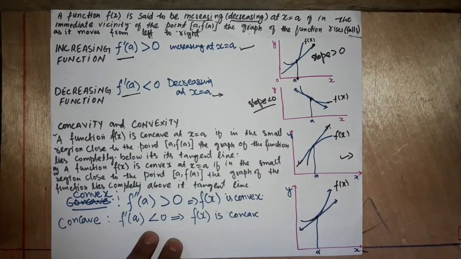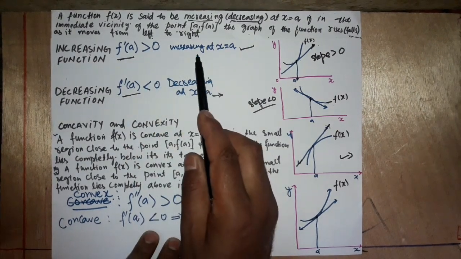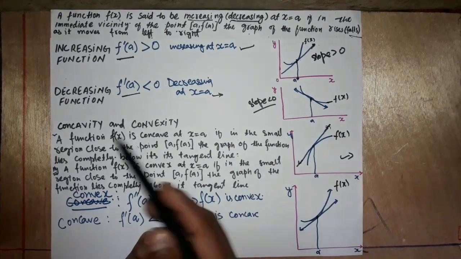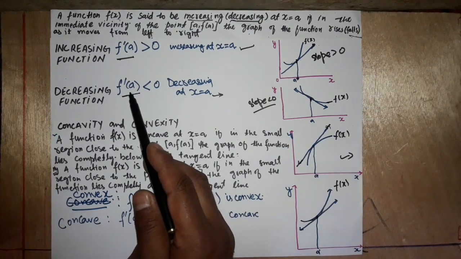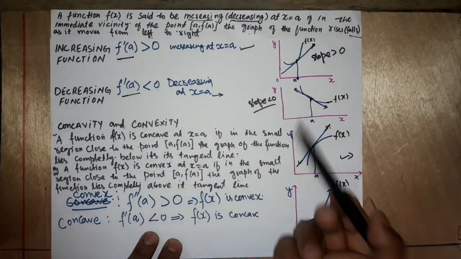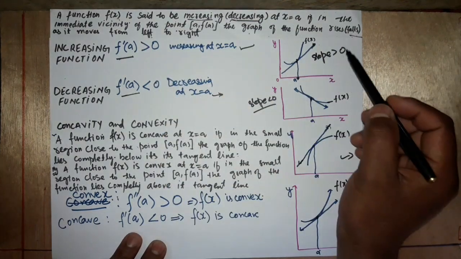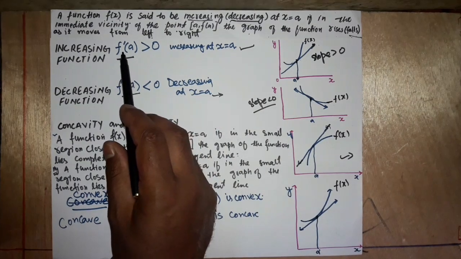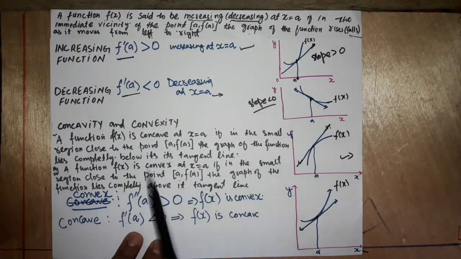Now mathematically it means if the value of the first derivative is greater than 0, then I will say the given function is increasing at x is equal to a. And similarly, for a decreasing function, if the value of the first derivative is less than 0, then I will say the given function is decreasing. Or I can say if the slope of the given function is greater than 0, slope means the first derivative, then the given function is increasing, and if the slope is less than 0, I will say the given function is decreasing.